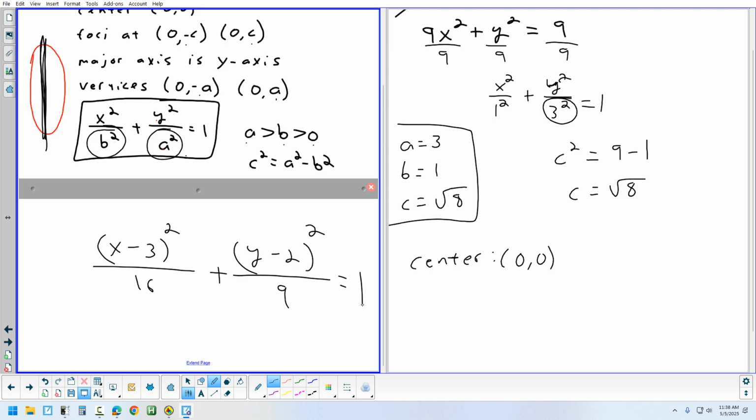That's what it'll look like when it's not the origin. You're going to start seeing a number either added or subtracted to the x's and the y's, and that's going to shift it. Okay, but you don't have that here.